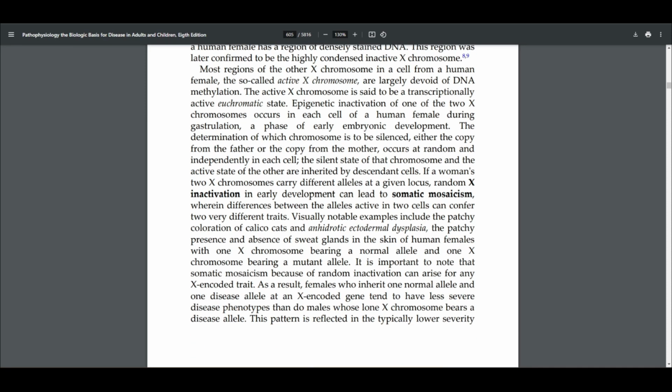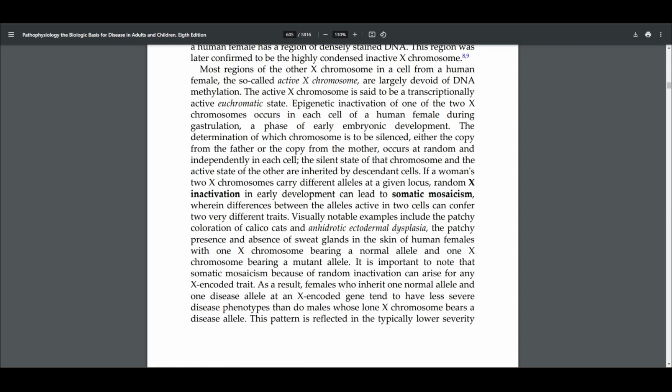Most regions of the other X chromosome in a cell from a human female, the so-called active X chromosome, are largely devoid of DNA methylation. The active X chromosome is said to be in a transcriptionally active euchromatic state. Epigenetic inactivation of one of the two X chromosomes occurs in each cell of a human female during gastrulation, a phase of early embryonic development.